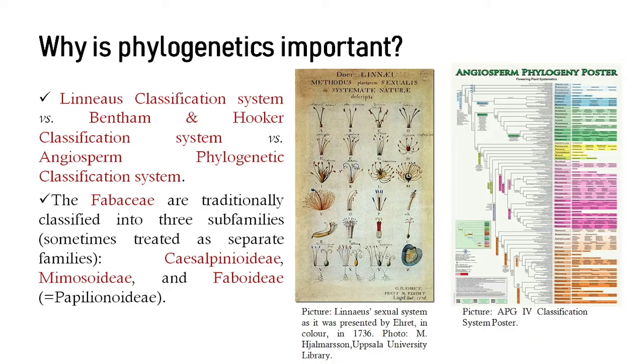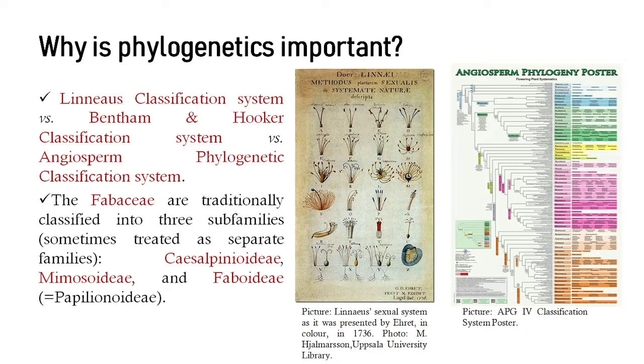Second, the classification system was the Bentham and Hooker classification system, where more of the similarity was considered and the plants were placed based on overall similarity. In recent years, the Angiosperm Phylogeny classification system was developed, where some conserved genes like rbcL, matK, and ITS were used to construct the phylogenetic tree, wherein we can see the evolutionary relationships between the plants.